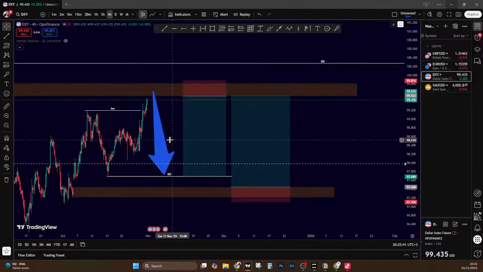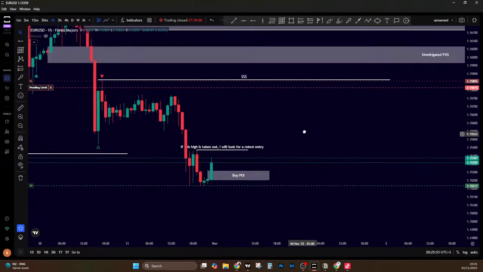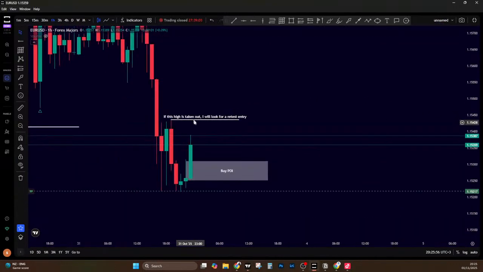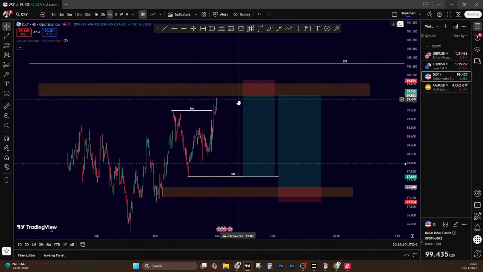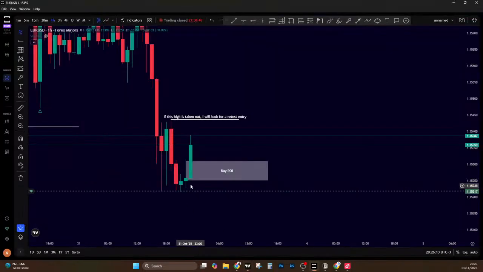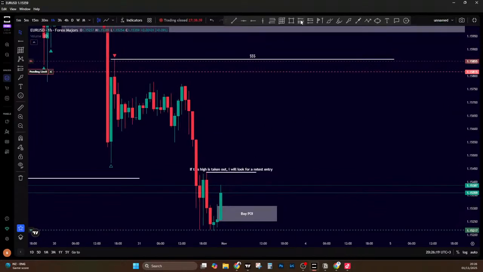This is the dollar index. We expect the dollar index to buy, a small buy to a POI. So what should EU be doing? Sell to a POI. We anticipated that if this high is taken, EU will sell to a buy POI. Then what will the dollar index do? Once it gets to the POI, it will start selling. So what should we be expecting on EU? Buying.